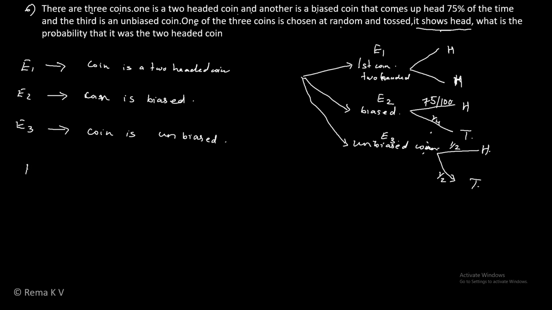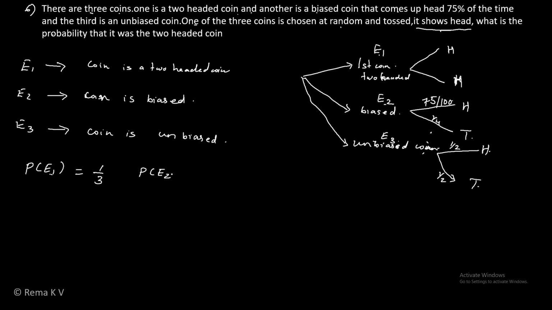Okay, so you can write probability of E1. So 3 coins are there. Out of these 3 coins, you have to select one. So what is the probability of the first one? Selecting a coin, probability of E1. It is 1 by 3. Okay, probability of E1 is 1 by 3.